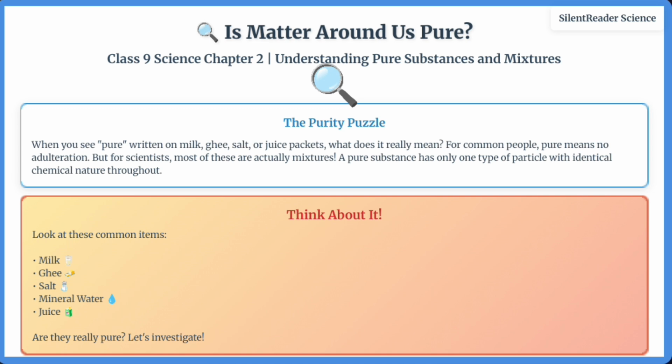When we see "pure" written on milk packets or salt containers, it means something different to scientists than to common people. For scientists, a pure substance consists of only one type of particle with identical chemical nature. Most of the matter around us, from the air we breathe to the soil beneath our feet, exists as mixtures of different pure substances. Get ready to become a purity detective and learn to identify different types of mixtures.